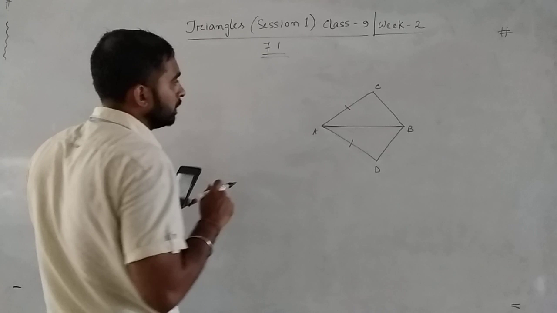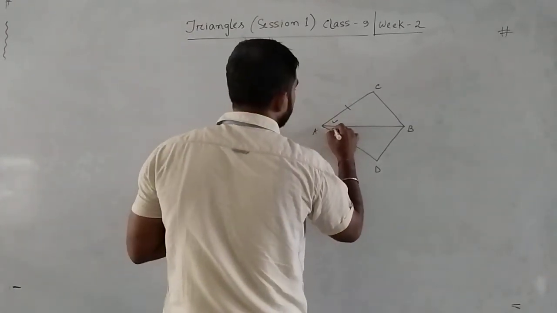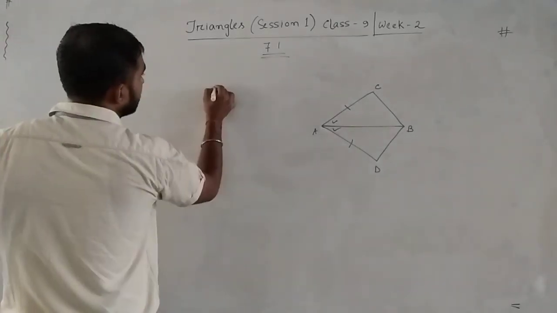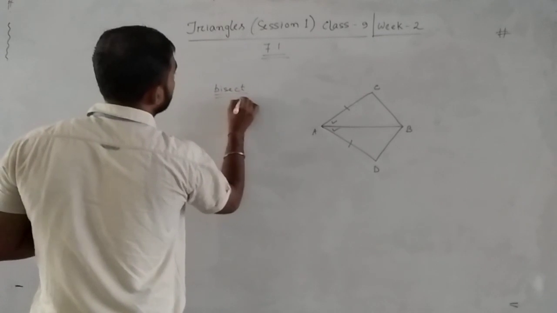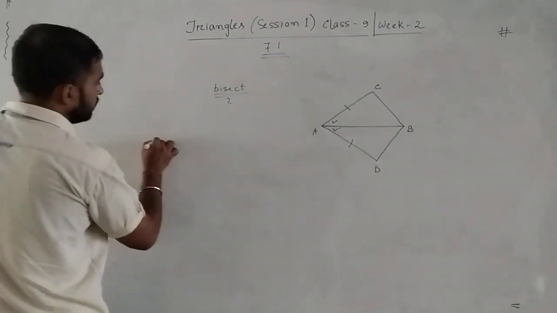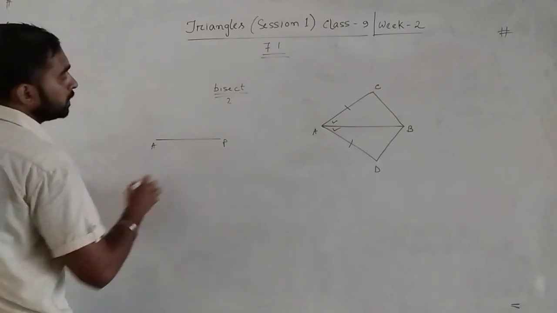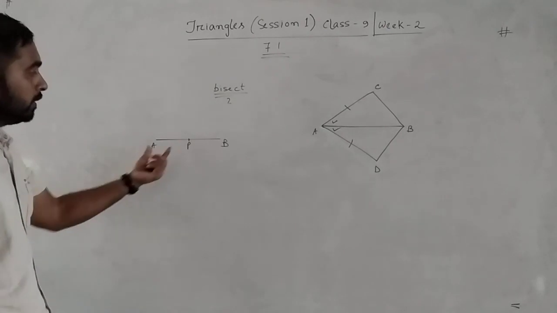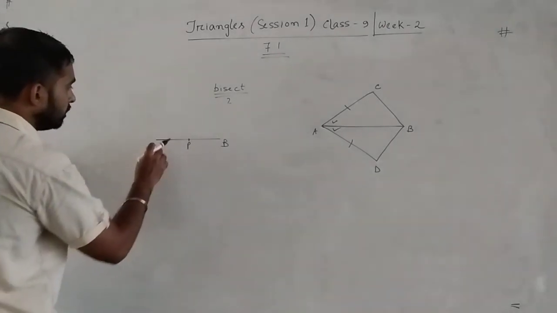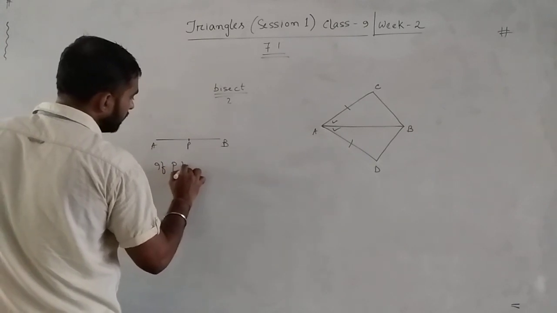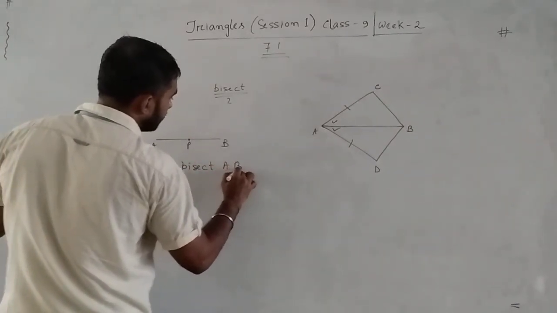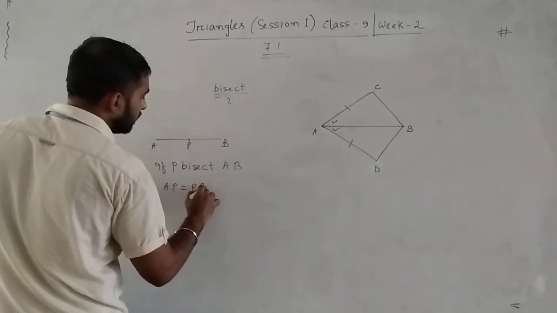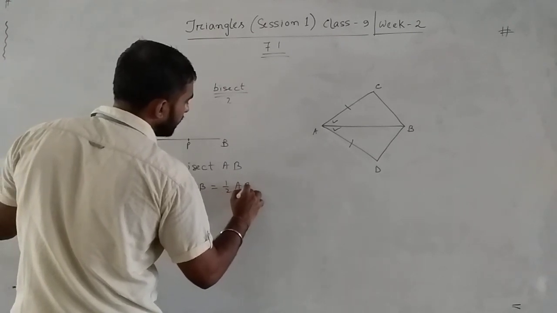Then AB bisects angle A. Now I forgot to tell you what a bisector is. Bisect means, suppose AB is a line and P is a point which bisects the line. If P bisects AB, then P is the midpoint of AB. It means AP equals PB, and both are equal to half of AB.